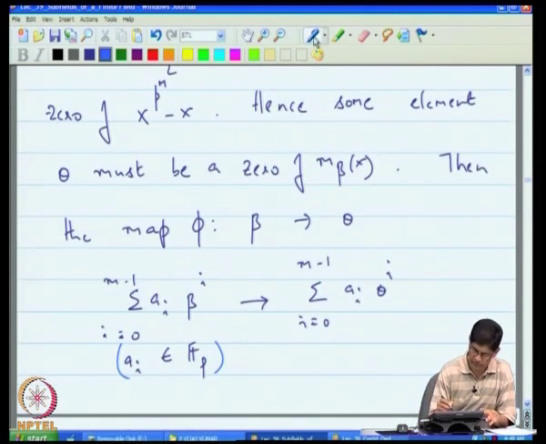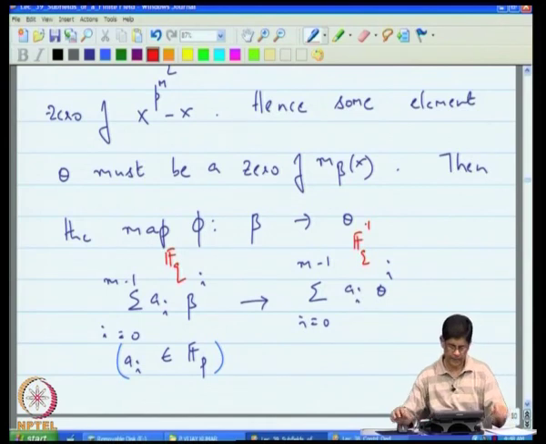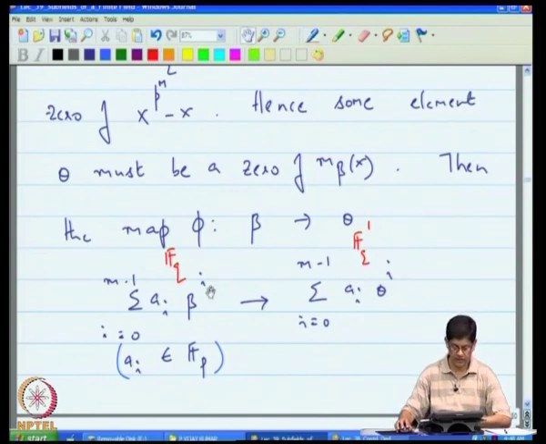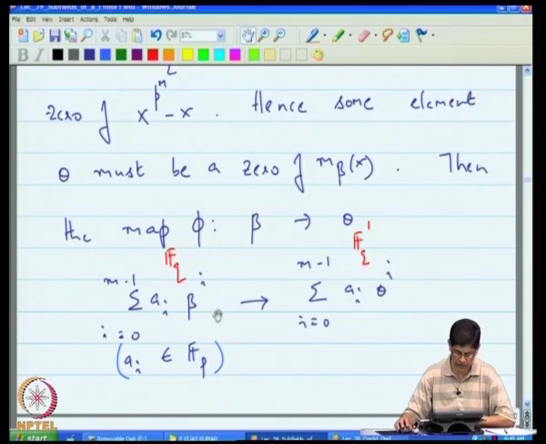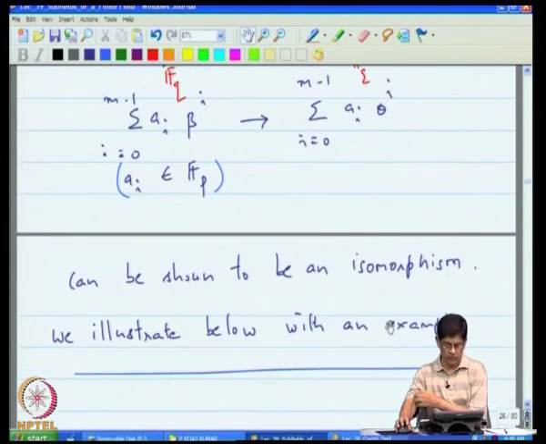So, just to emphasize, let me write here that what we have on the left is the finite field f q. What we have on the right is the finite field f q dash. So, we have established a map that goes from one finite field to the other, and the way that it works is that it takes every polynomial here in beta and maps it to a corresponding polynomial in theta.